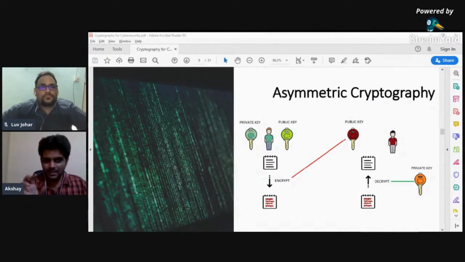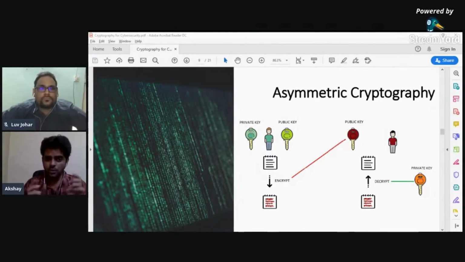So what we are saying is that if A has to send a message to B, A will encrypt the plain text with B's public key, obtain the ciphertext, and send the ciphertext to B. B will use his private key to decrypt the text back to plain text.